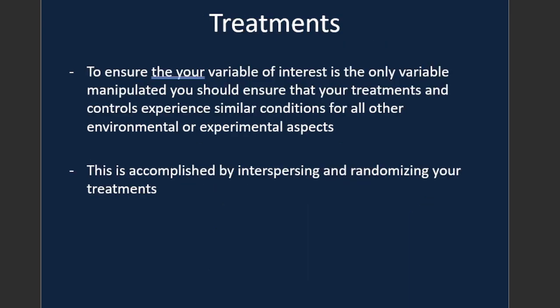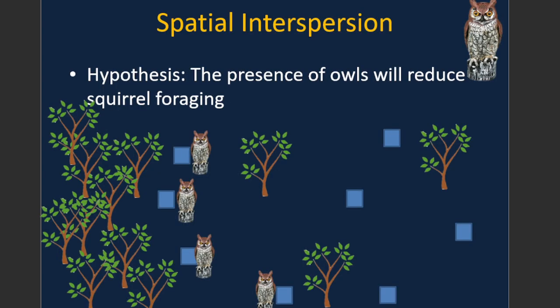So to ensure your variable of interest is the only variable manipulated, you should ensure that all your treatments and controls experience similar conditions in all other environmental or experimental aspects. This is accomplished by interspersing and randomly distributing your treatments. So in this example here, we have the presence of owls reducing squirrel foraging. All these blue blocks are where you put your treatments. Some are in open spaces, some are near forests. And then the owls will go to different areas, right?